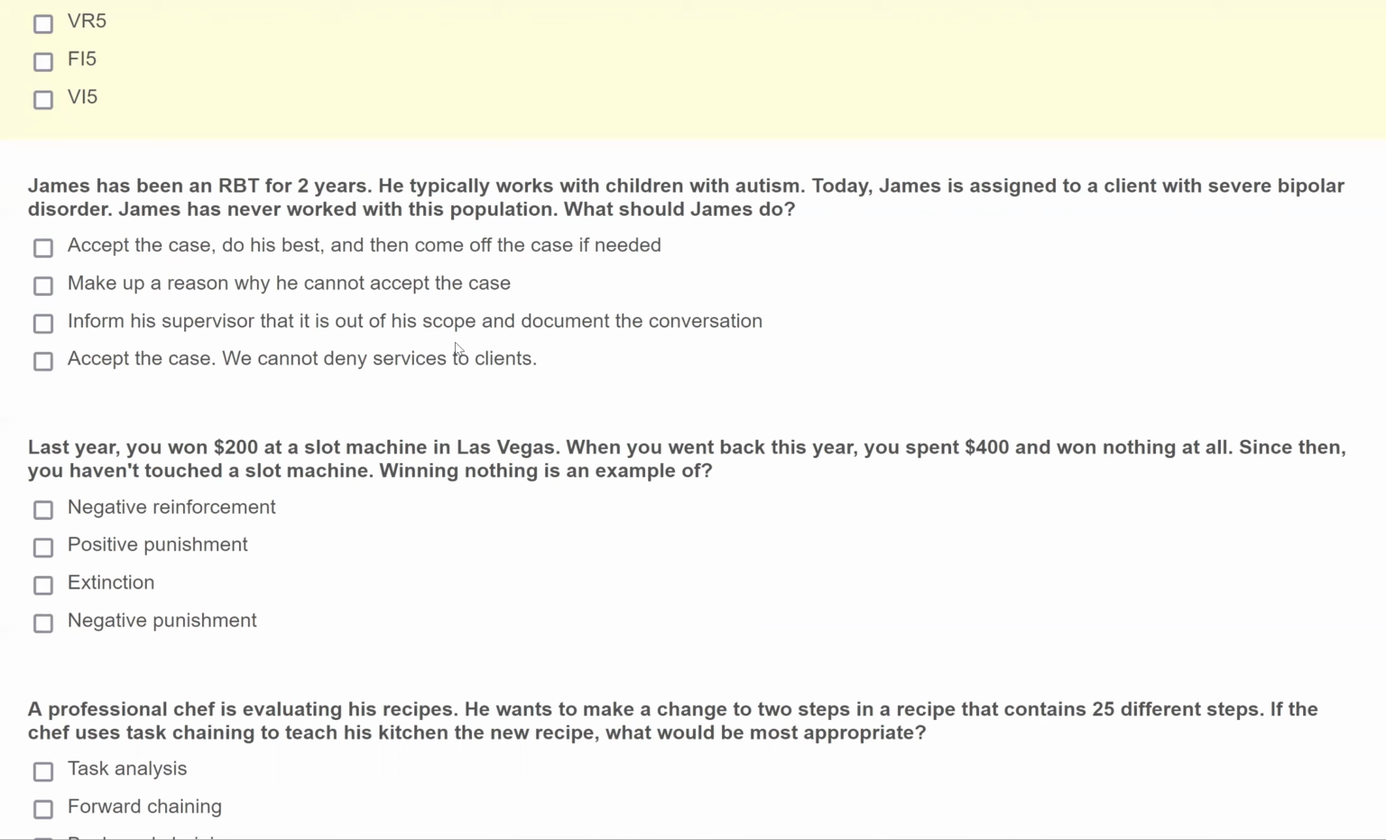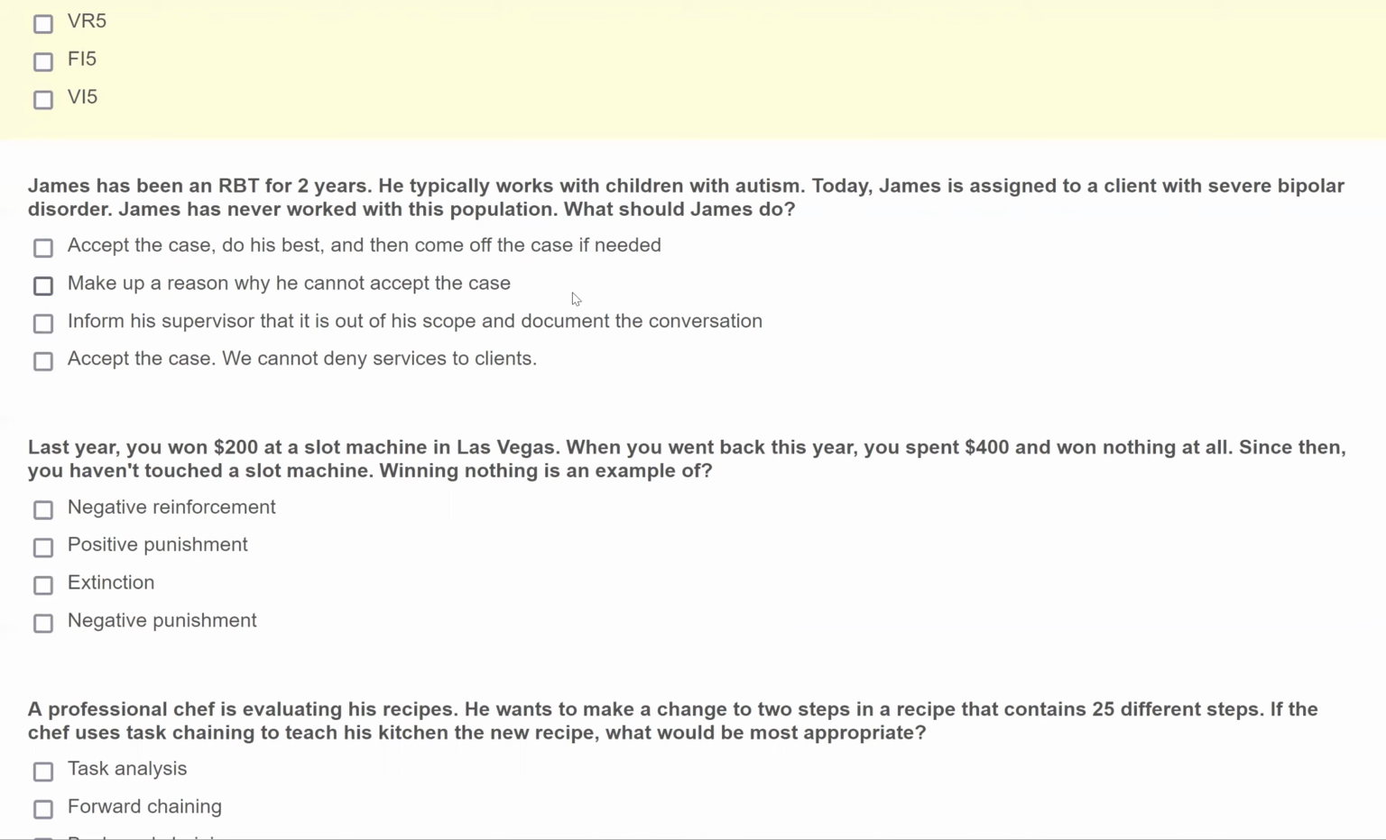It's not what we do, right? The ethics codes say we need to work within our competence and within our scope. And as registered behavior technicians, that competence and scope is usually pretty small. So A is out. B, make up a reason why he cannot accept the case. He doesn't need to make up a reason.